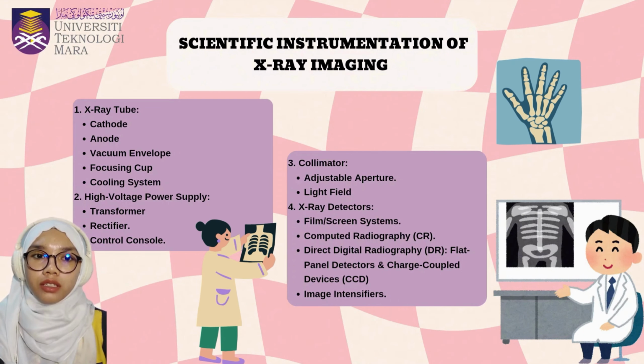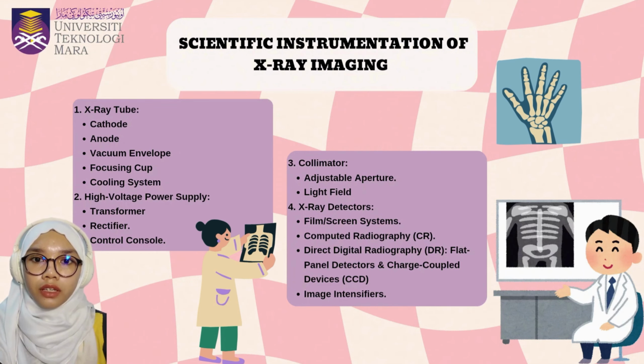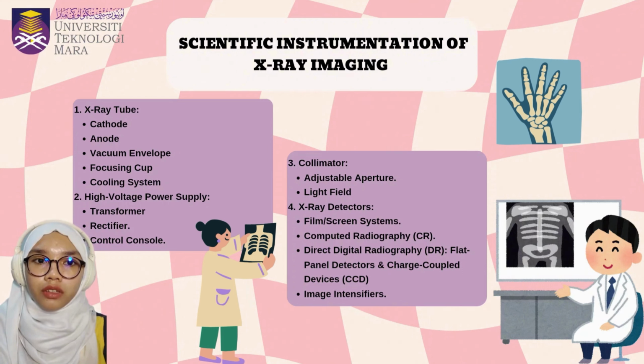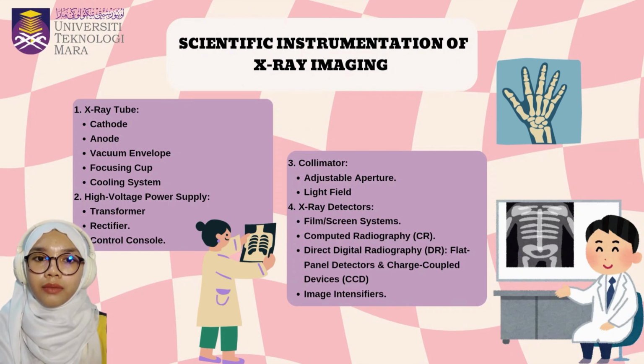Next is X-ray detector, has screen film system, traditional method using photographic film and intensifying screen to capture the image. Second is computed radiography, use a photostimulable phosphor plate to capture the image, which is then scanned and digitized. Next is direct digital radiography, has two types, which is flat panel detector and charge coupled device. Lastly is image intensifier, used in fluoroscopy to convert X-ray into visible image. It is then captured by a camera.